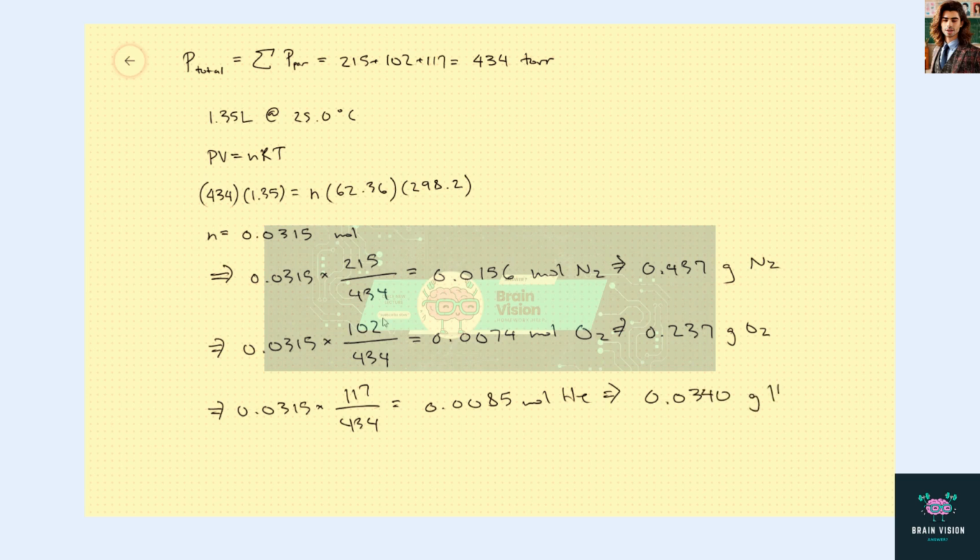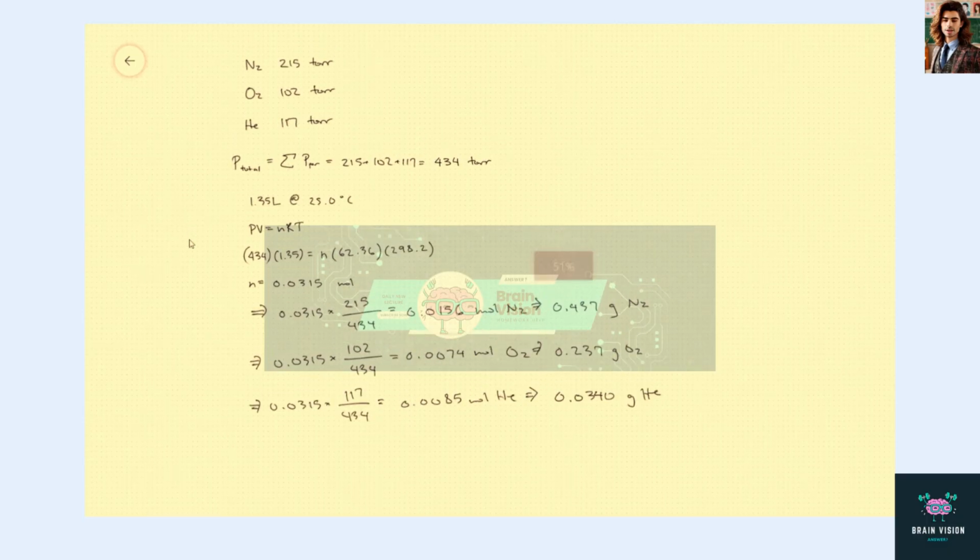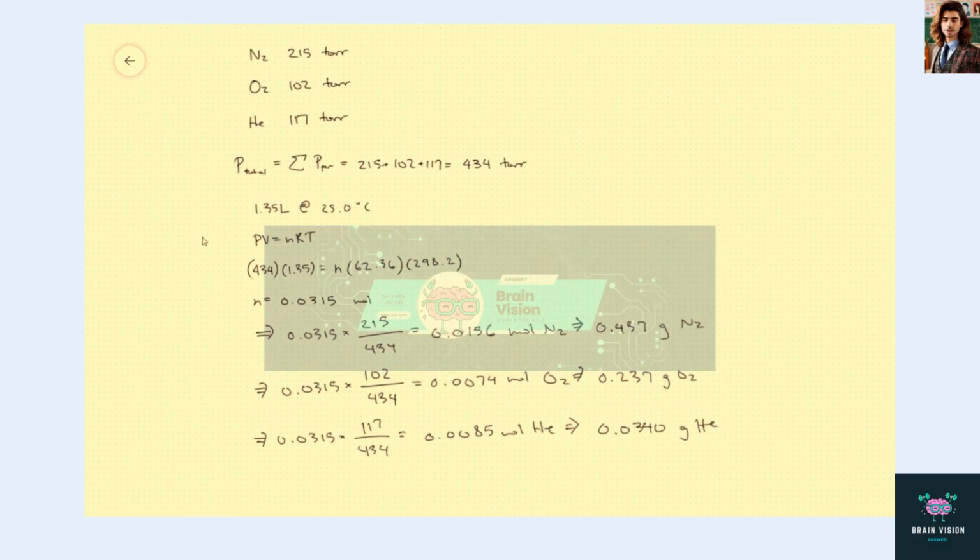0.0340 grams of helium. So to recap, to find the total pressure, you just add all the partial pressures together. Okay. And then to find the mass of each individual gas, you find the moles of each individual gas, which is proportional to the mole fraction, which is proportional to their partial pressure over the total pressure.